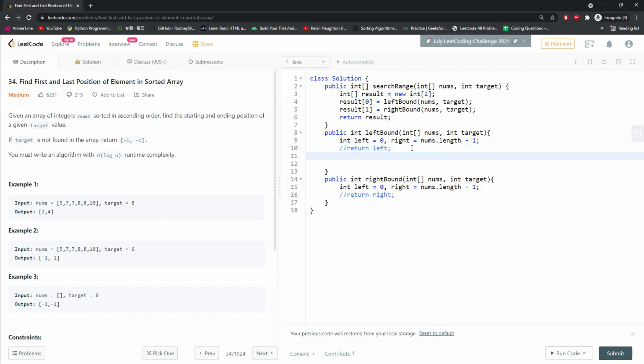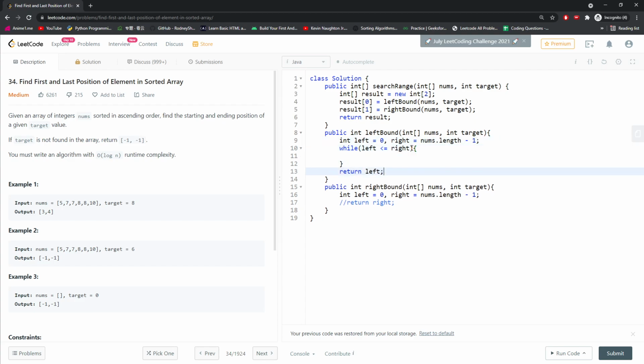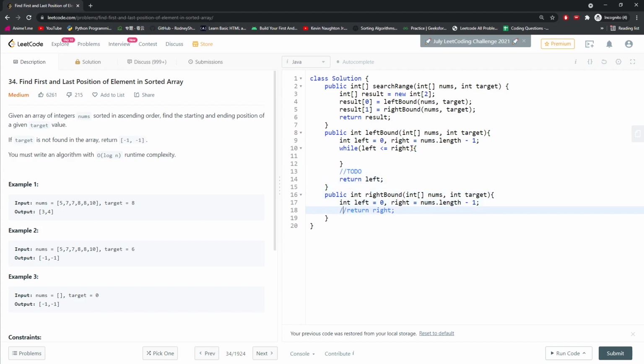These two methods are pretty similar, but slightly different. So I'm going to have while left is less than or equal to right. We have to return left for the left bound, right? This is the key. I will just write a to-do for now, and return right for the right bound. I'm going to write to-do later because I have to do something else.